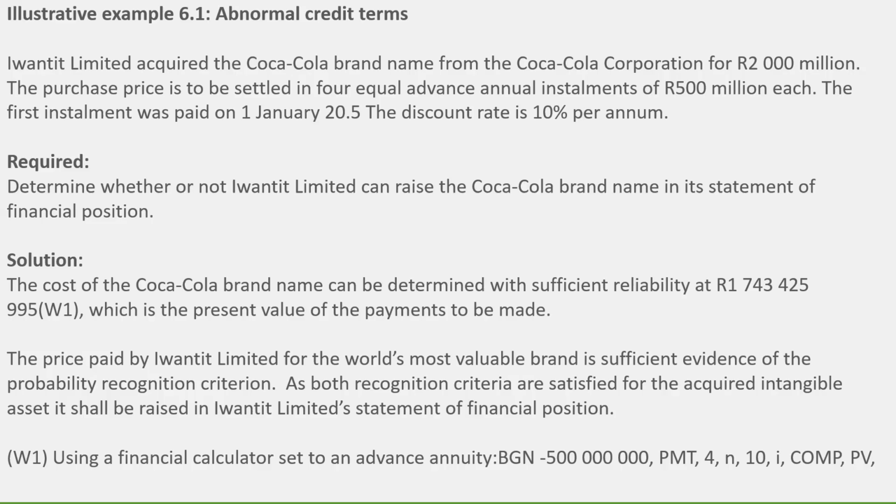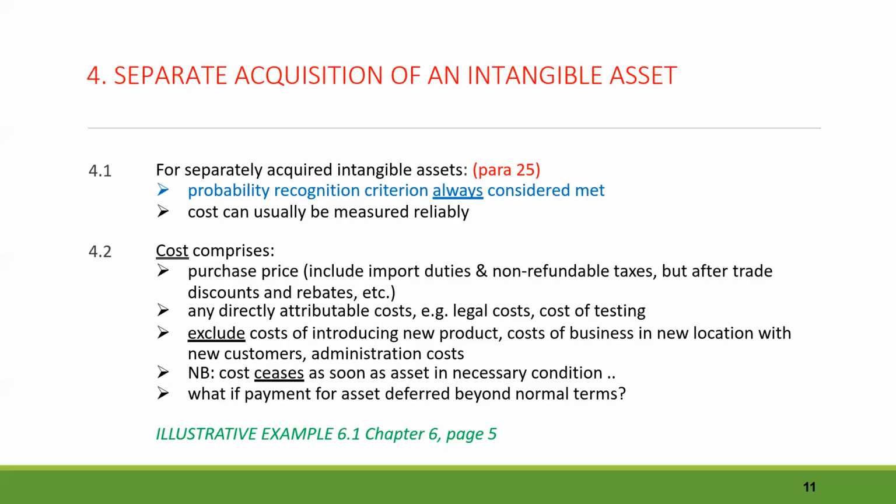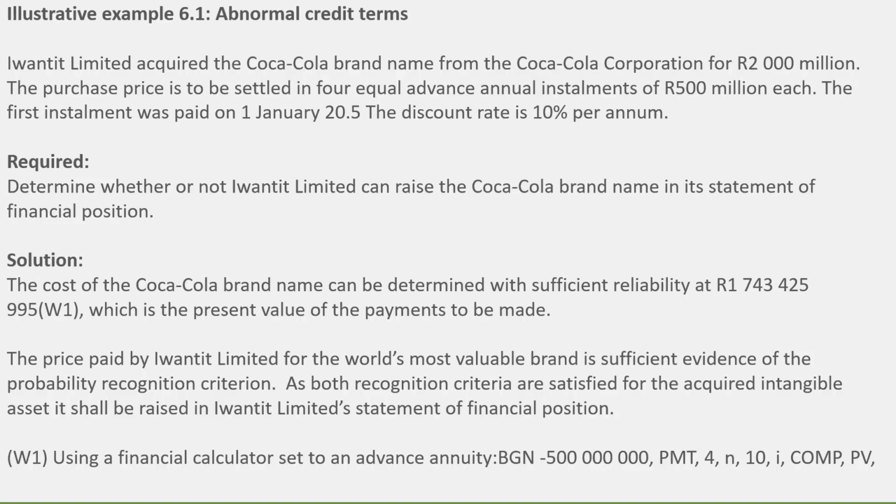And as the payment will not be made once or upfront, we then need to take into account the discounting factor. So here it's simple present valuing on your financial calculator because they're telling us that the payment will be deferred, right? So the payment for the asset will be beyond the normal terms.